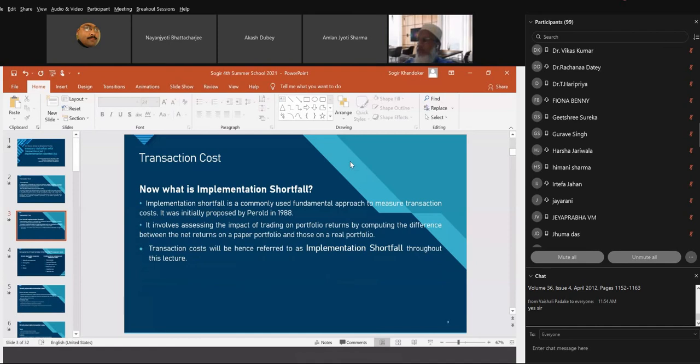Now, what is implementation shortfall? Implementation shortfall is a commonly used fundamental approach to measure transaction cost. It was initially proposed by Perold in 1988. It involves assessing the impact of trading on portfolio return by computing the difference between the net return on a paper portfolio and those on a real portfolio. Transaction cost will hence be referred to as implementation shortfall throughout this lecture.